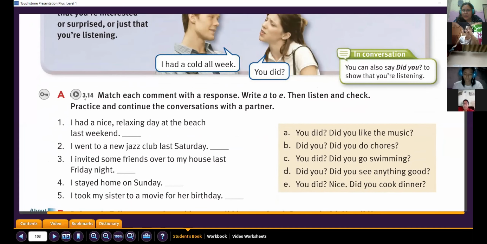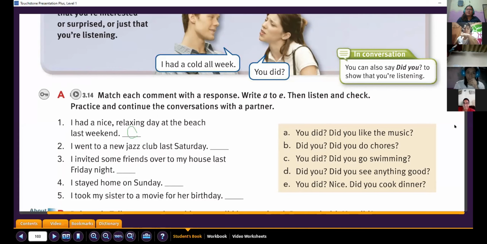Look at this. Match the comments here with a response. Then listen and check. Help me, you can do it here on my screen. What do you think is the correct response? You can do it. Use your tools to write on my screen. You do it, not me, okay? You can make a line, you can draw a letter. Do it here, please, help me.